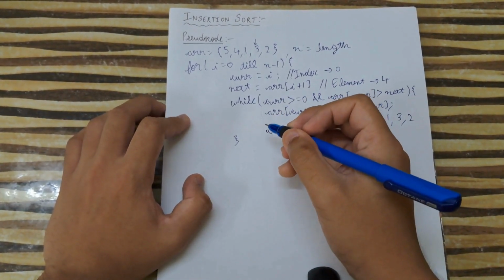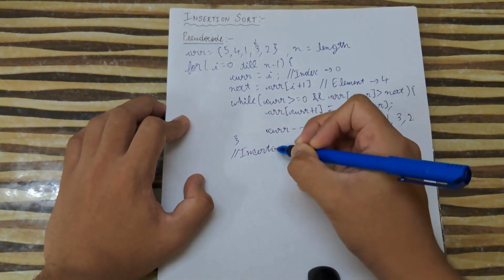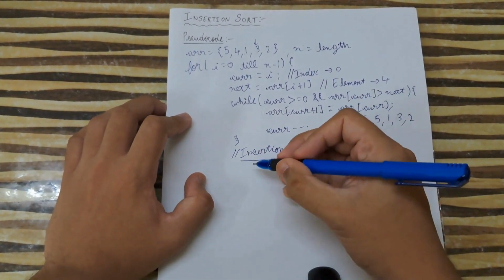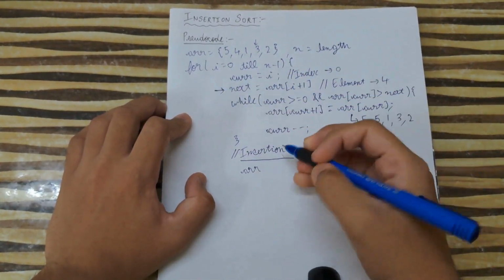After closing the while loop, here comes the insertion part, the main part from which the algorithm gets its name. Here we will insert the value that we had saved, the next value.